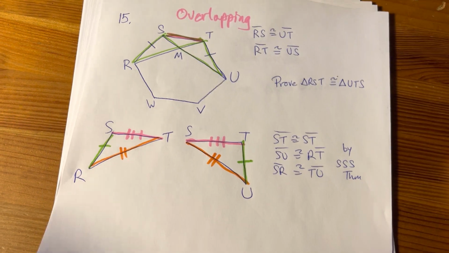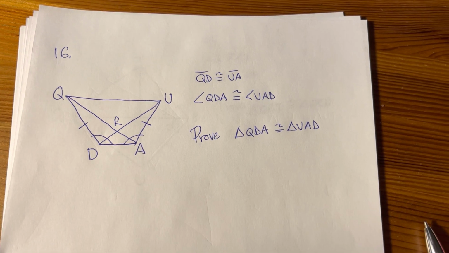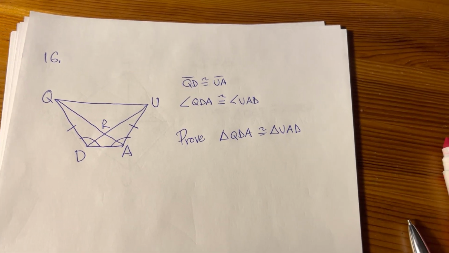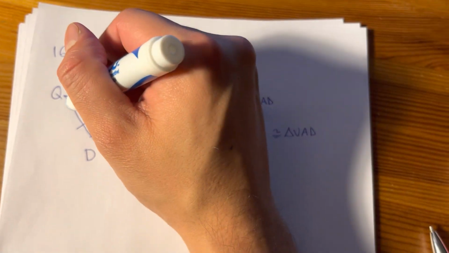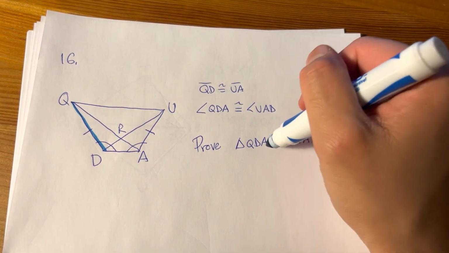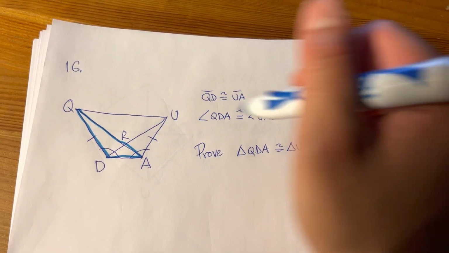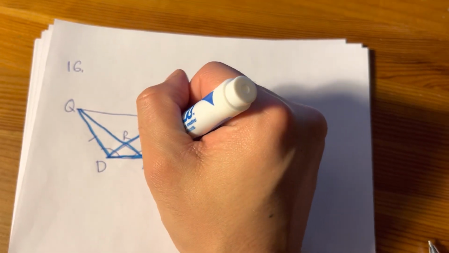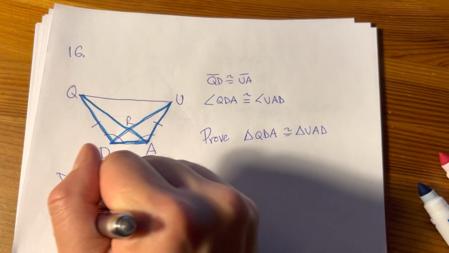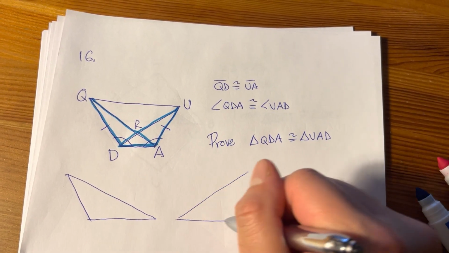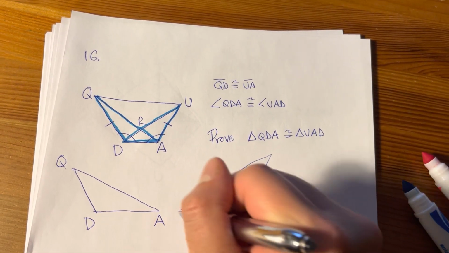And that's all we had to do for number 15. It was a fairly easy question. Let's look at number 16. And as these questions go, they get a little harder as they go. So, question number 16. Prove that triangle QDA is congruent to UAD. This triangle right here. So they are overlapping, so I'm going to redraw them. I redraw them as a strategy so that I can see them a little clearer.